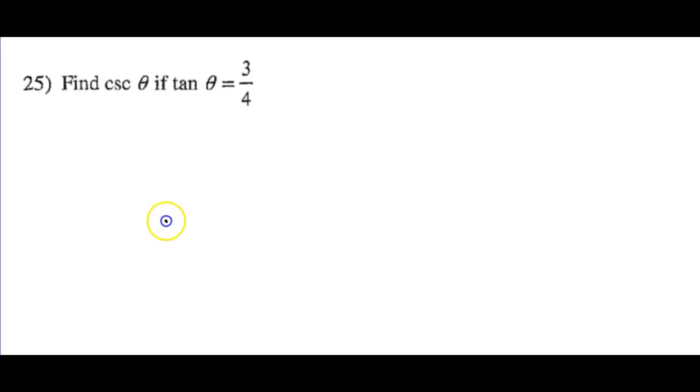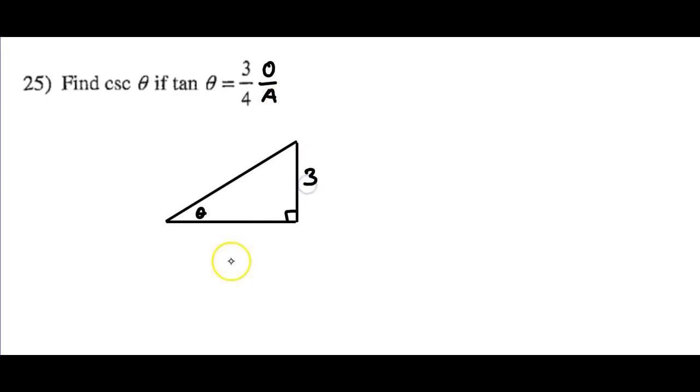They say if the tangent is 3/4, what is the cosecant? We're assuming that all of these are right triangles right now. We haven't put this on the unit circle yet. But we've got theta right here. The tangent, which stands for opposite over adjacent, is 3/4.